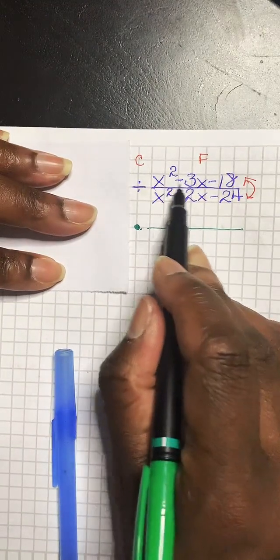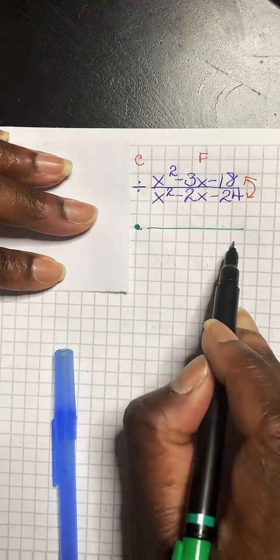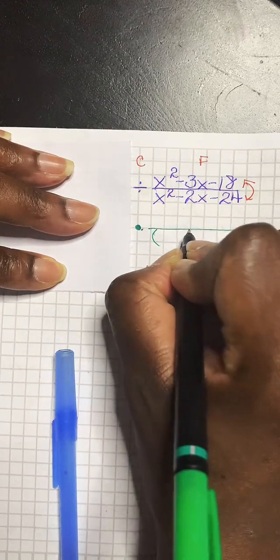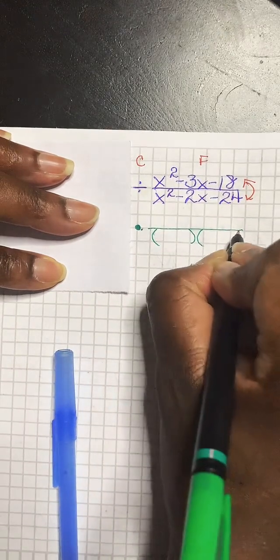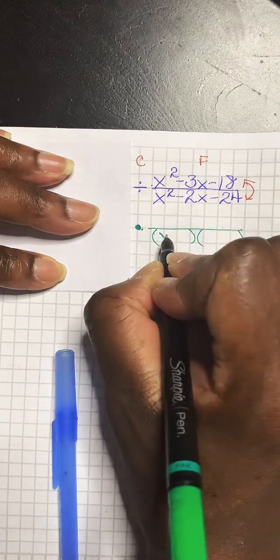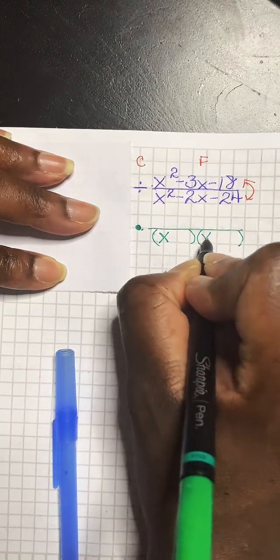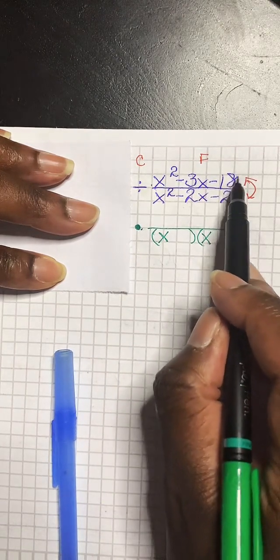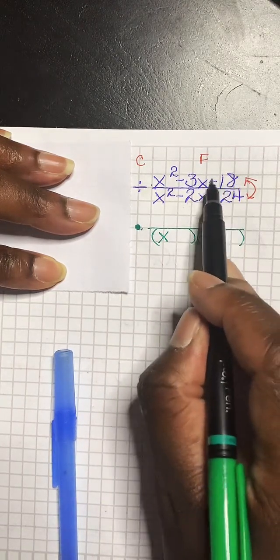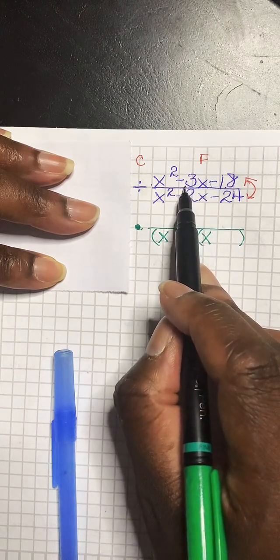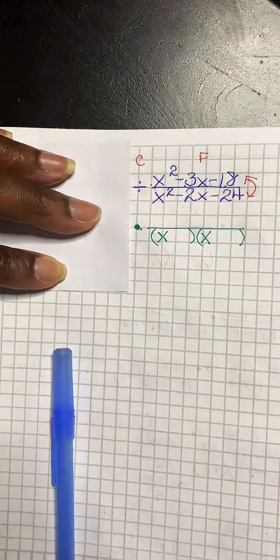So what's in the numerator is now going to be answered in the denominator. Since my leading coefficient is 1, I'm going to split my x's. And we need to think, what two numbers multiplied together will give me a negative 18 and add together to give me a negative 3?